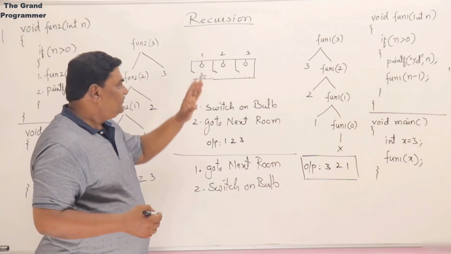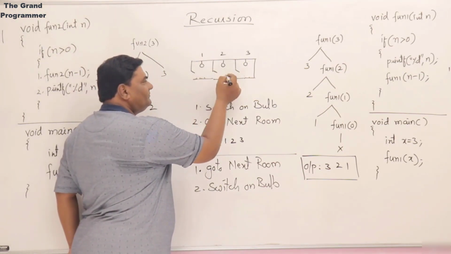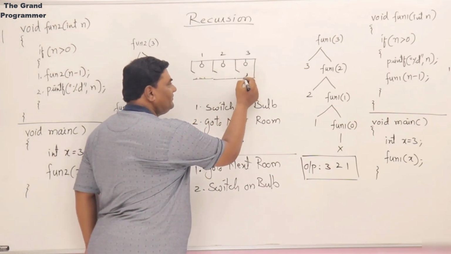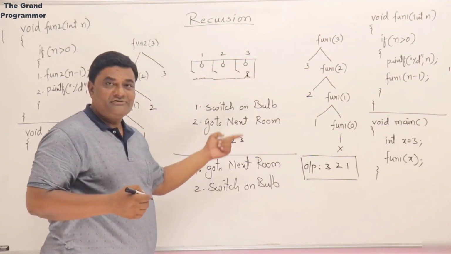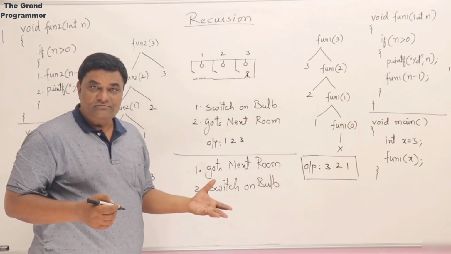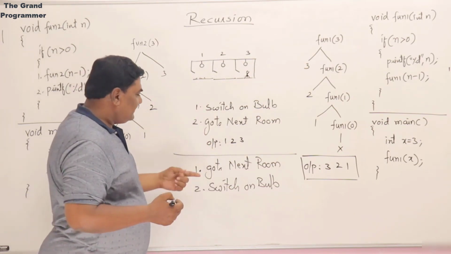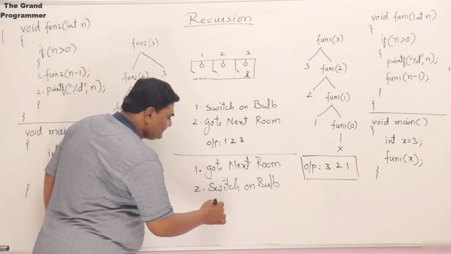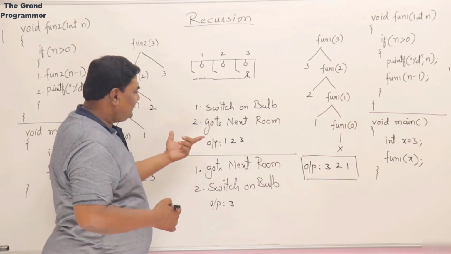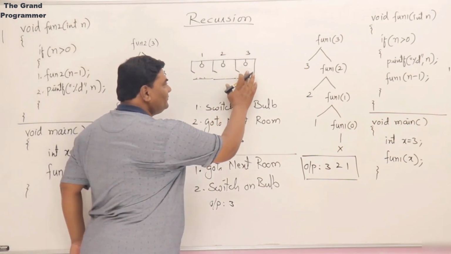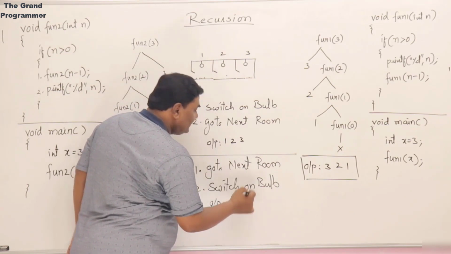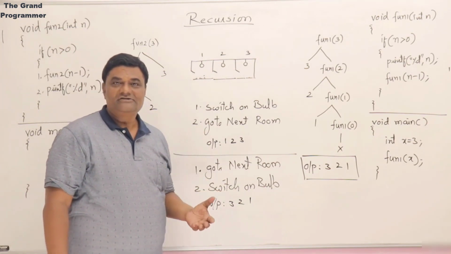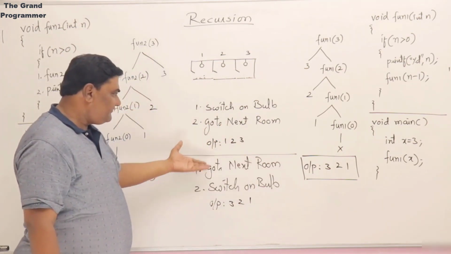So first, you will not switch on the bulb. You will go to the next room. There, again the first step is go to next room, so you will go to the next room. There, again the first step is go to next room, but there is no next room. There are no rooms further. Then you will perform the second step, switch on bulb. So the first bulb to be switched on is the third bulb. Then you will come back to the previous room and switch on the second bulb. And you will come back to the first room and switch on the first bulb. That's it. So I have two different versions of steps here.